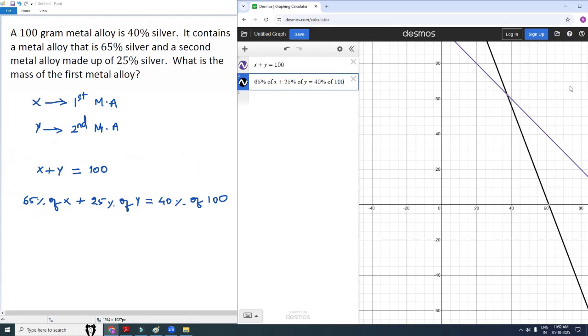Okay, now to get the value of X in the given system, we have to consider the point of intersection of the two lines we get over here. Here at the point of intersection, the X coordinate is 37.5. Let me write over here, X = 37.5. So therefore, the mass of the first metal alloy is 37.5 grams.